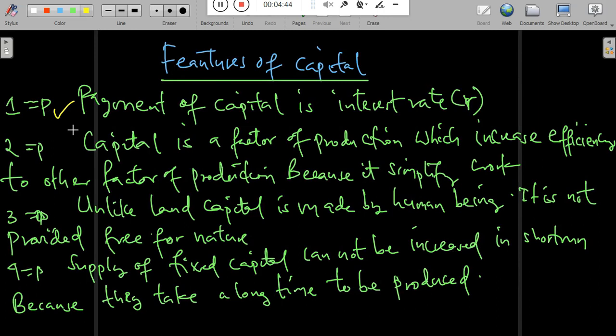Let's discuss the features of capital. The payment of capital is the interest rate, R. Capital is a factor of production which increases the efficiency of other factors of production because it simplifies work. But also, unlike land, capital is made by human beings, so it is not provided freely by nature. Another feature of capital is that the supply of fixed capital cannot be increased in the short run because it takes a long time to produce.